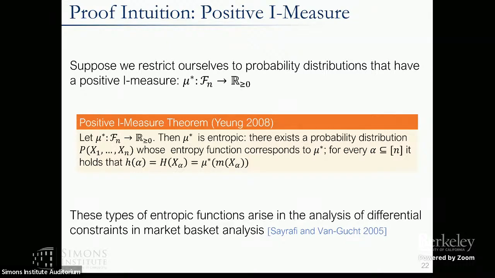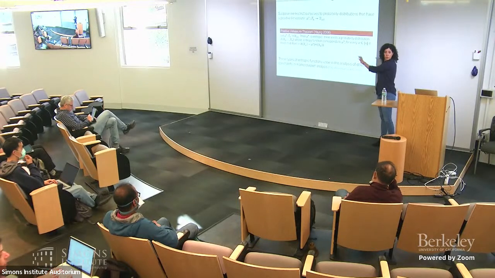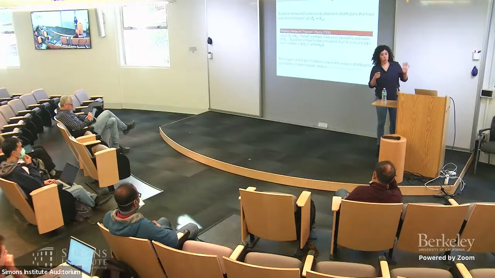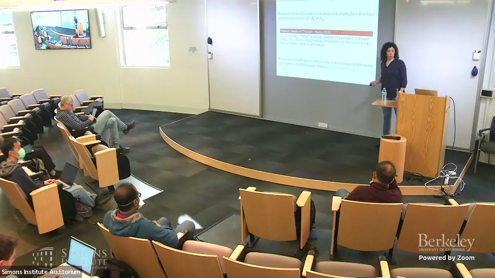This is not an if and only if, right? So, Jung's theorem says if it is positive, then it is entropic. No, it's not if and only if. You can have entropic functions where it is negative. But this is just my restriction in order to show it.